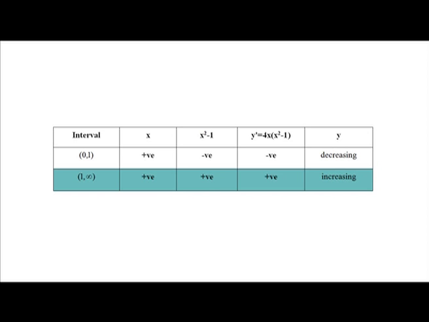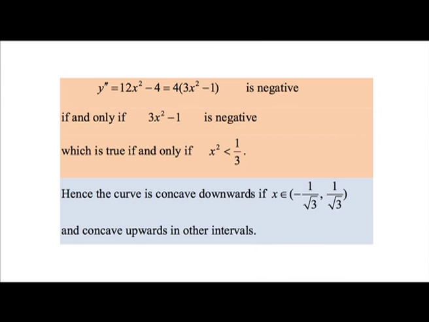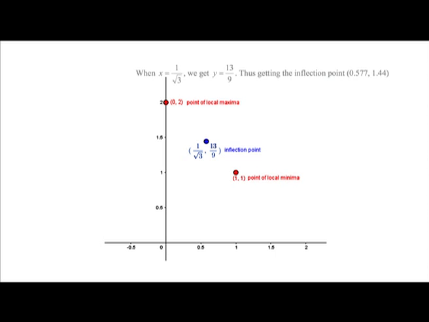Thus, y is increasing. Now, y double dash is equal to 12x square minus 4 is negative if and only if 3x square minus 1 is negative, which is true if and only if x square is less than 1 by 3. Hence, the curve is concave downwards if x square is less than 1 by 3, that is when x is inside the open interval minus 1 by root 3, comma 1 by root 3 and concave upwards in other intervals. When x is equal to 1 by root 3, we get y is equal to 13 by 9, thus getting the inflection point 0.577, 1.44.